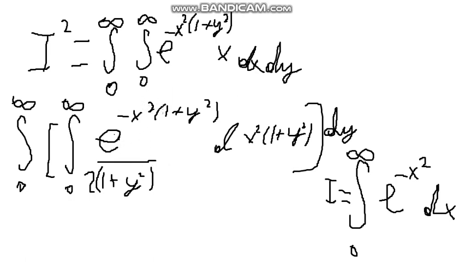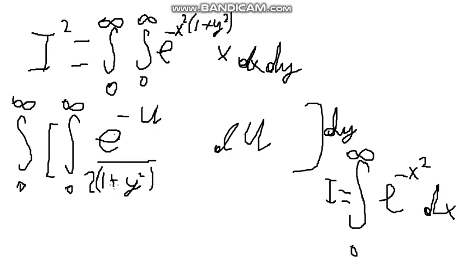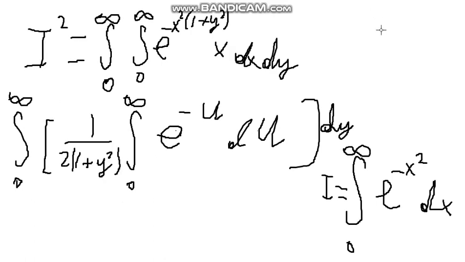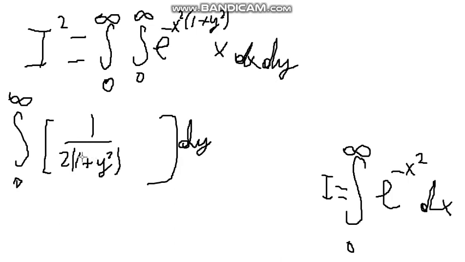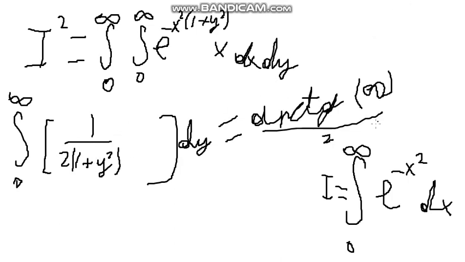Let's write it as u squared, just u. Let's move all the constants out of the integral, I mean the du integral. Just like that, and now this integral is trivial, this is 1. And now this is just our arctangent, and it's trivial. Pi over 2 divided by 2 is pi over 4.